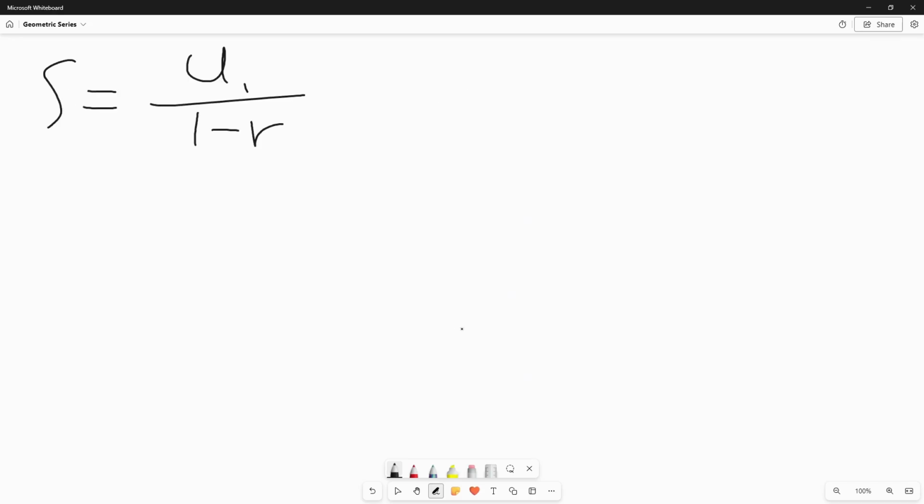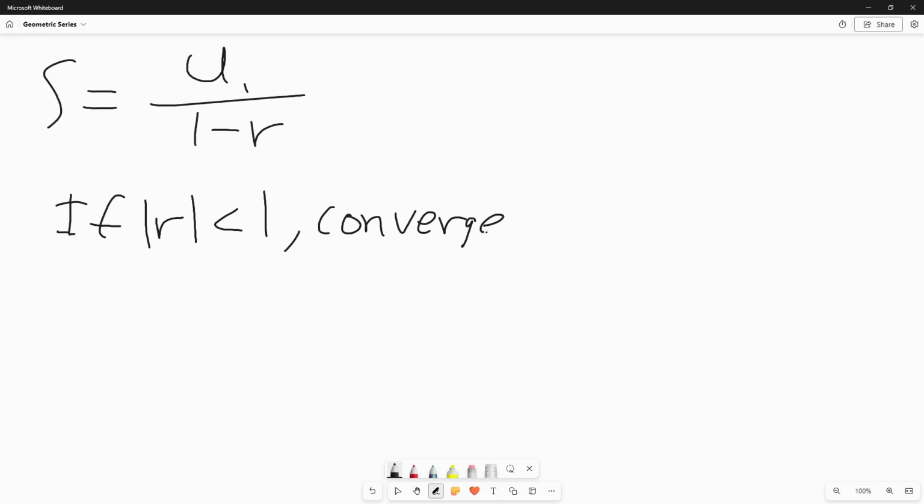But sometimes, even if you have a geometric sequence that goes on forever, you can still find the sum of it. And this is what the formula is right here. But how do you know if the sum is calculable? Well, first you need to find R, and if the absolute value of R is less than 1, then the series converges, which means you can use this formula, and that means the sum of all the terms will exist.